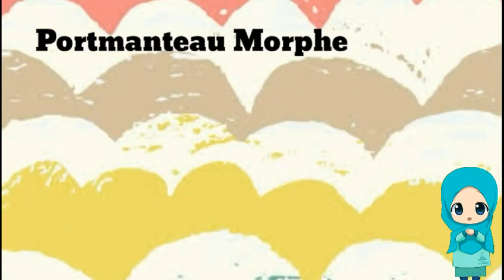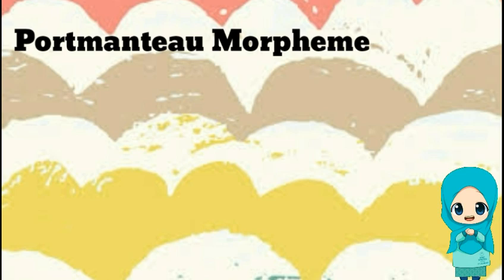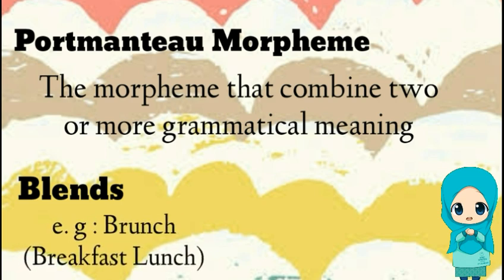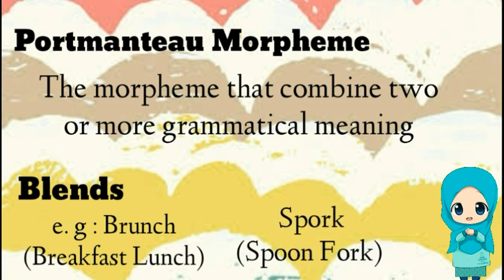Next is portmanteau morpheme. A portmanteau morpheme is a morpheme that combines two or more grammatical meanings, or what we also know as blends. For example, in the word branch, there are two morphemes. The first morpheme is br for breakfast, and the second is anch for lunch. Another example is spork, sp for spoon, and ork for fork. So it becomes spork.